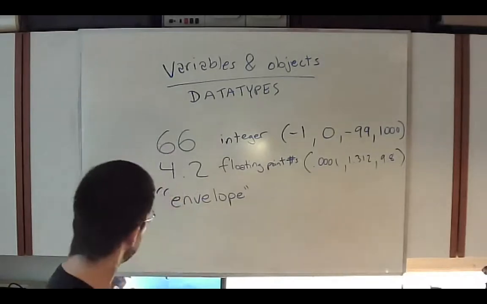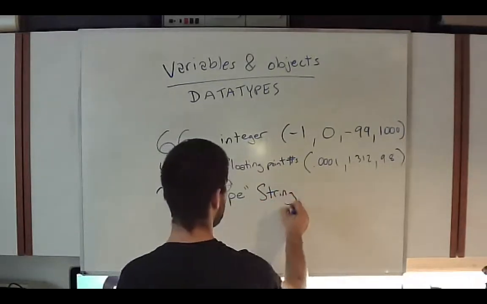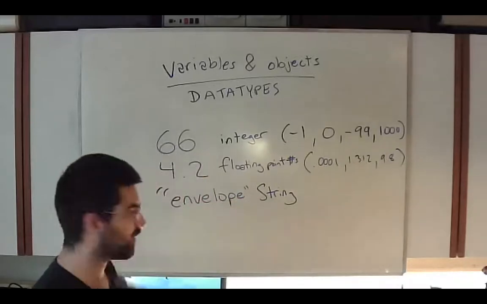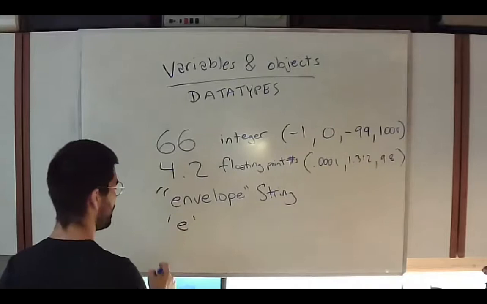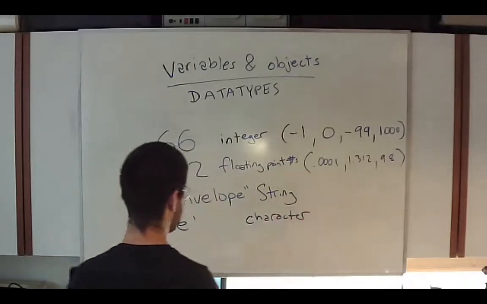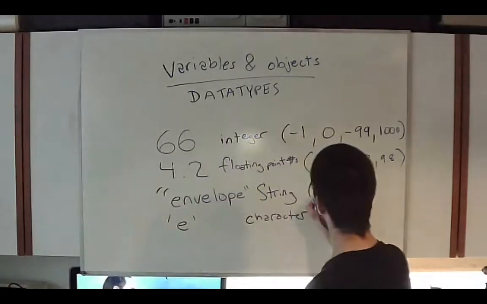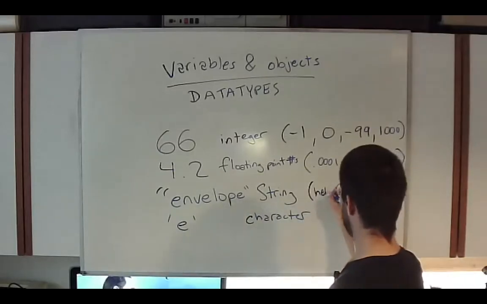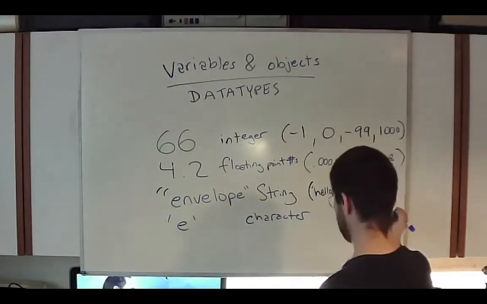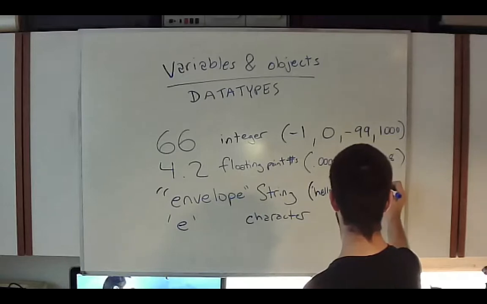And now this one, this is something called a string. And a string is multiple characters stuck together. So before we get there, let's go a little bit further. Let's say just that one letter. This is a character. And so an envelope is a string of characters. So a string could be something like hello, or it could be Dolce and Gabbana. Does Gabbana have two N's? I don't know, whatever.